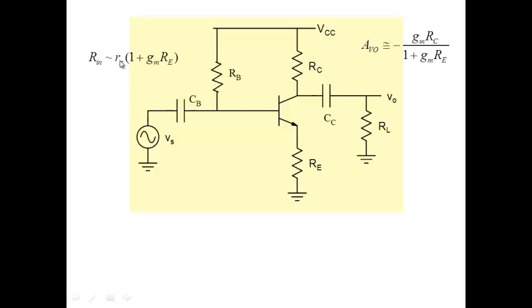Input resistance is r pi multiplied by 1 plus gmRE. So the input resistance of this amplifier increases, but at a cost, which is that the gain drops. If I didn't have RE, the gain would have been gmRC, and it drops by a factor of 1 plus gmRE. That's something that we have seen.